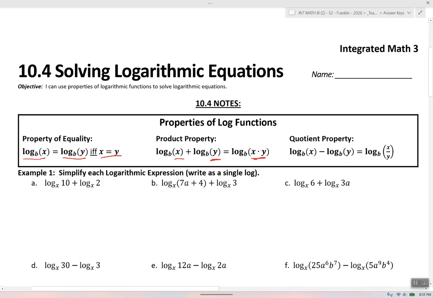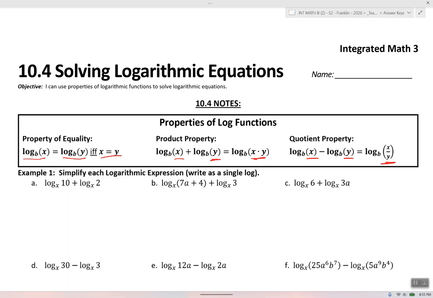And the quotient property says kind of the opposite. If you are subtracting two logs, then that would equal a log with the quotient of their values. So if we're subtracting them, then we divide their values. So here log base b of x minus log base b of y equals log base b of x divided by y. So let's practice simplifying some logarithmic expressions.